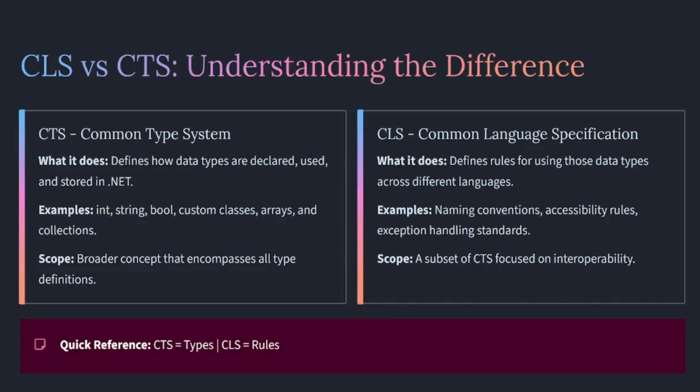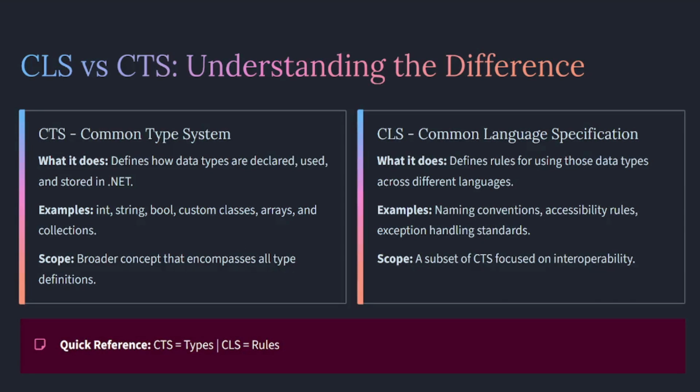Now, you might hear another term called CTS along with CLS. So, let's quickly understand the difference. CTS stands for Common Type System. This we have already seen in our previous section. So it defines all the data types in .NET, like integers, string, arrays, and so on. On the other hand, CLS, Common Language Specification, it defines the rules for how these types should be used across different languages. So this CTS is about types and CLS is about rules. Okay. And also the CLS is actually a subset of CTS.